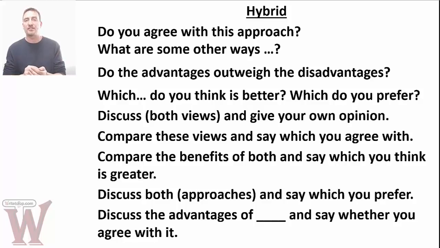possibilities. They can ask you for an opinion and an objective question. They can ask you two opinions. They can ask you two objective questions. This is especially true in the two-part questions. Do you agree with this approach? And what are some other ways that people can fix this situation?